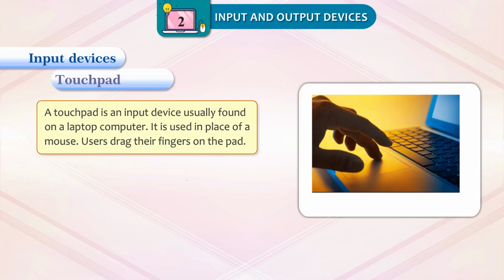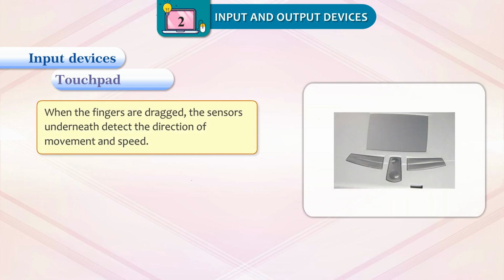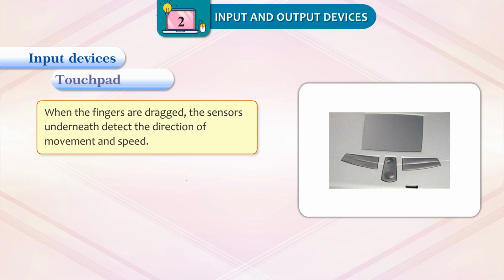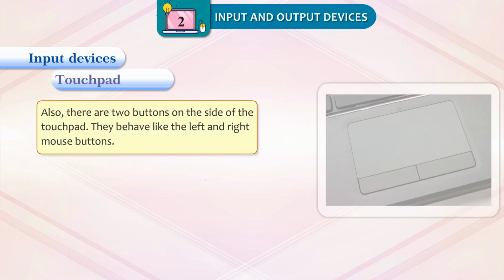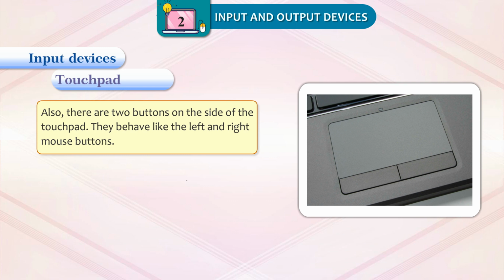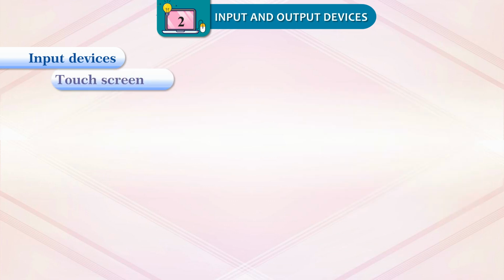Touchpad. A touchpad is an input device usually found on a laptop computer. It is used in place of a mouse. Users drag their fingers on the pad. When the fingers are dragged, the sensors underneath detect the direction of movement and speed. Also, there are two buttons on the side of the touchpad. They behave like the left and right mouse buttons.